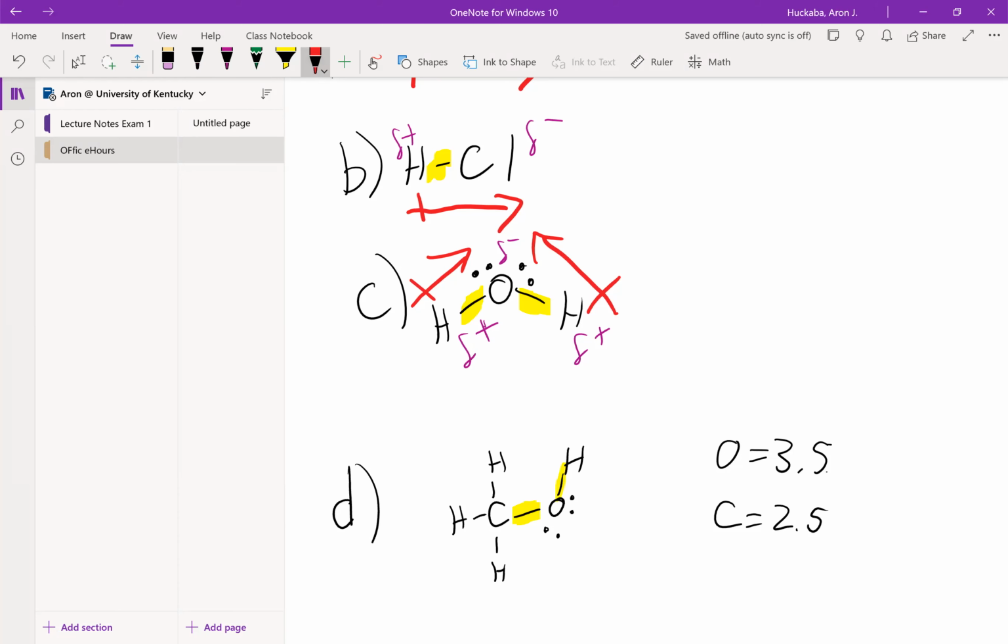So now we have two different dipoles we're looking at, from the hydrogen towards the oxygen and from the carbon towards the oxygen, which means that we have a partial positive now on the hydrogen and on the carbon, and a partial negative on the oxygen.